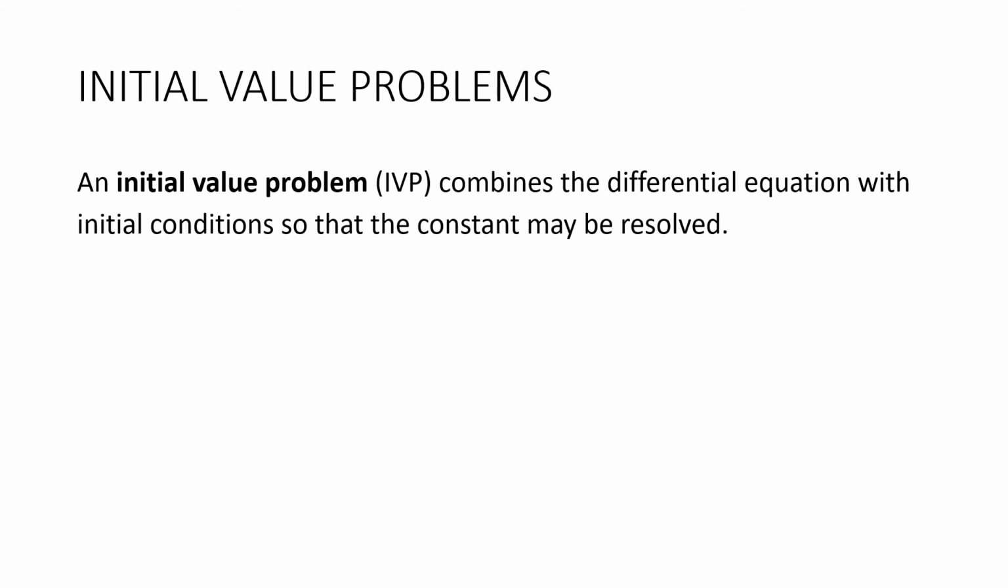An initial value problem, also called an IVP, combines the differential equation with initial conditions so that the constant can be resolved. Now previously in advanced, we've just called this resolving the constant. This is a little bit more technical language, so initial value problem, or boundary value problem it's also called.